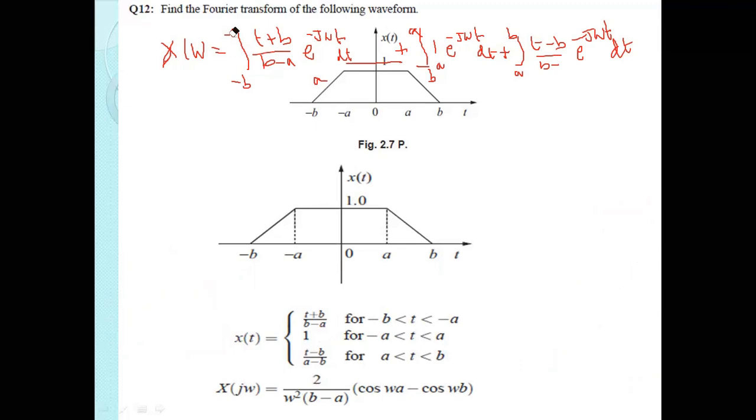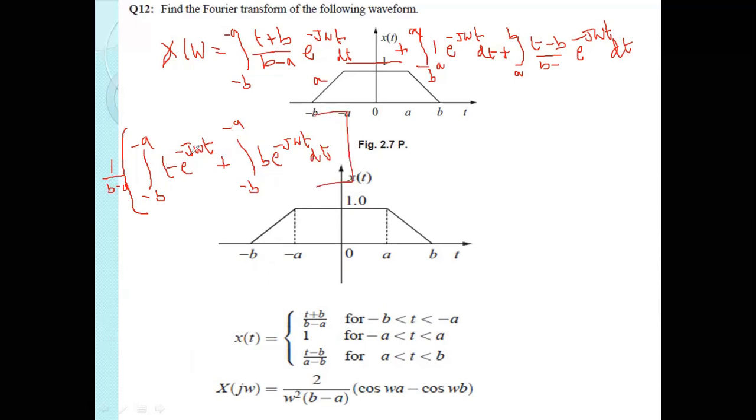For the first integral, minus b to minus a, t into e power minus j omega t. Leave it, 1 by (b minus a) is a common term. And here there is another integral from minus b to minus a, b into e power minus j omega t dt. So apply integration by parts here.